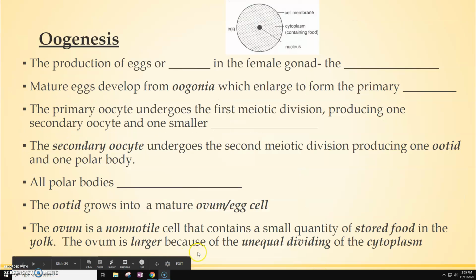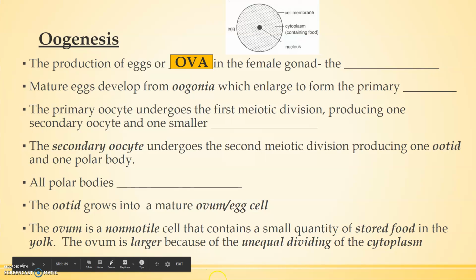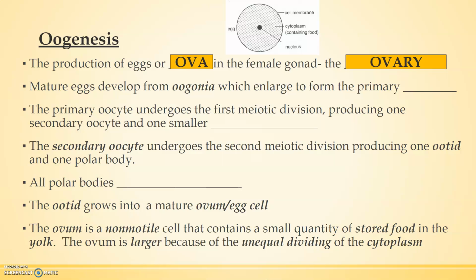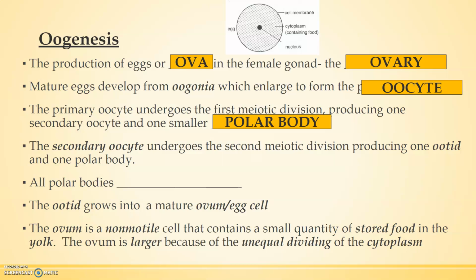Now we're going to talk about oogenesis, the production of eggs or ova in the female gonad, which is the ovary. Mature eggs develop into oogonia, which enlarge to form the primary oocyte. The primary oocyte undergoes the first meiotic division, producing 1 secondary oocyte and 1 smaller polar body.